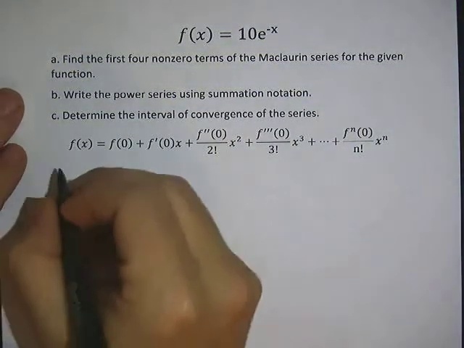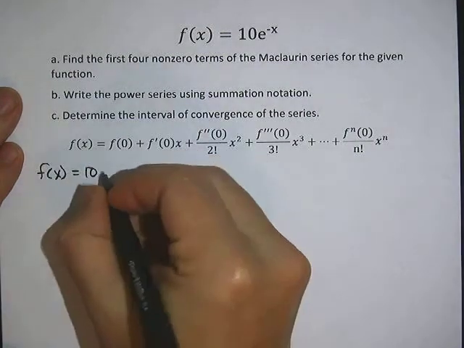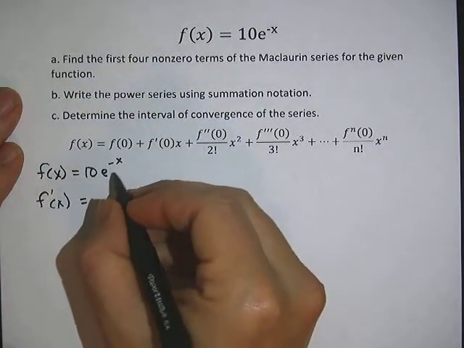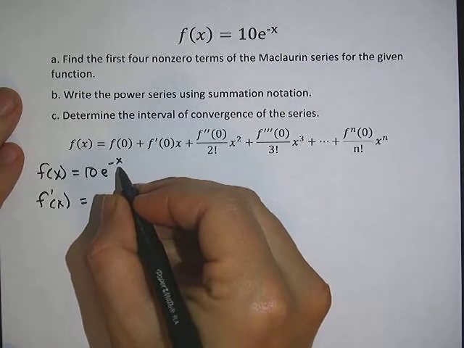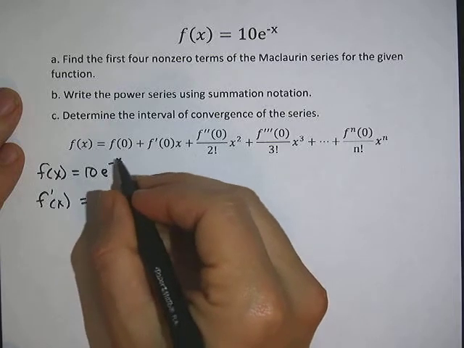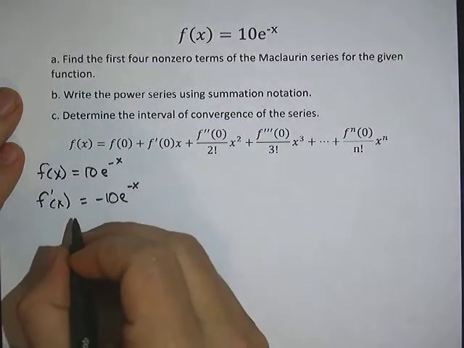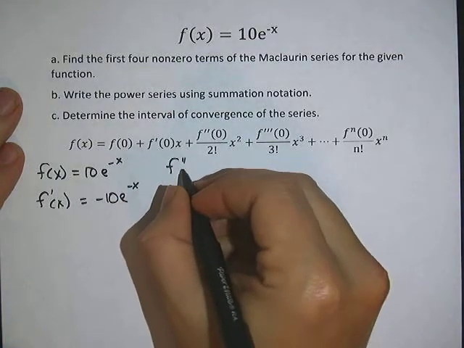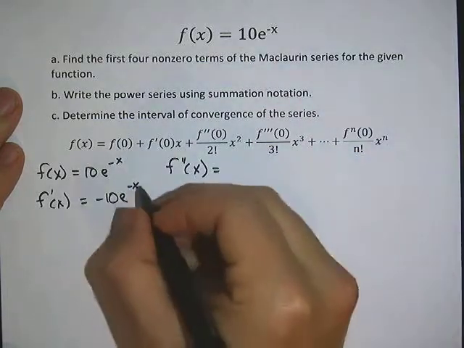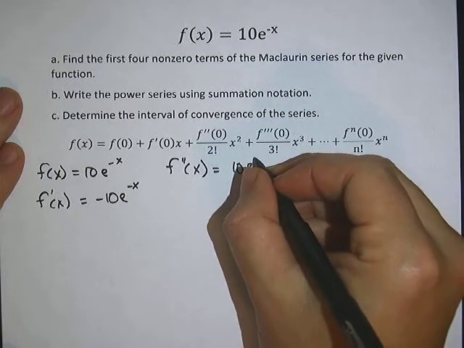All right, so if f of x is equal to 10 e to the negative x, then f prime of x, the first derivative of that, remember the derivative of e to the negative x power is negative because you take the derivative of negative x and bring it down. So the derivative of negative x is just negative 1. So it becomes negative 10 e to the negative x. And the second derivative, again, you take this derivative and it becomes a positive when you bring down the derivative of negative x. So 10 e to the negative x.